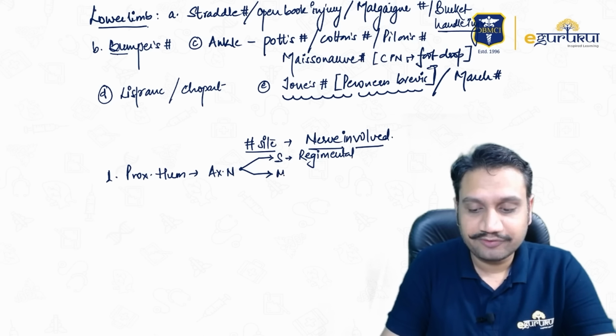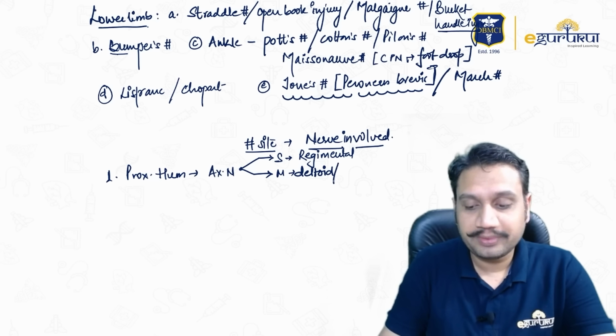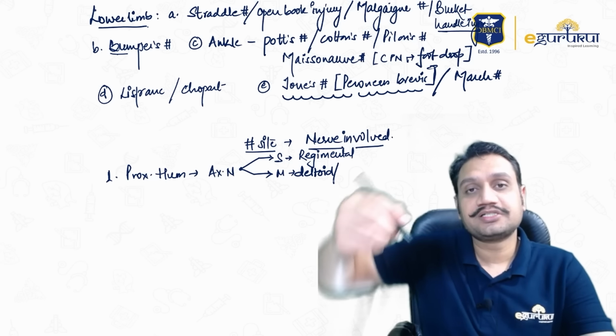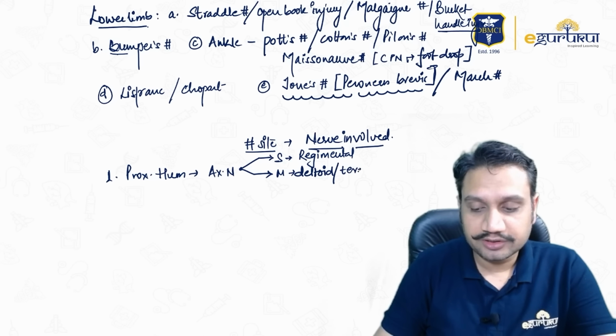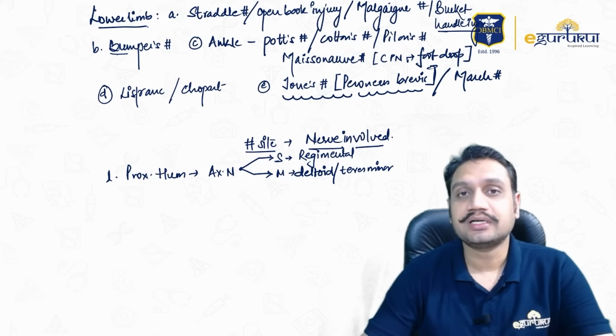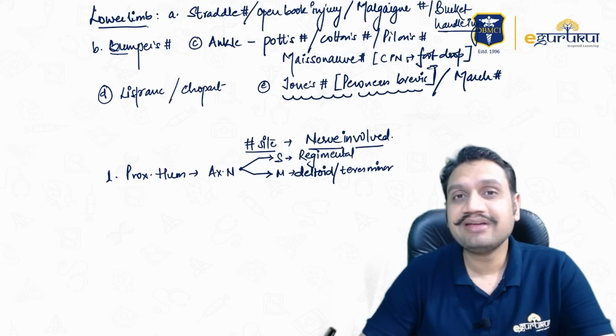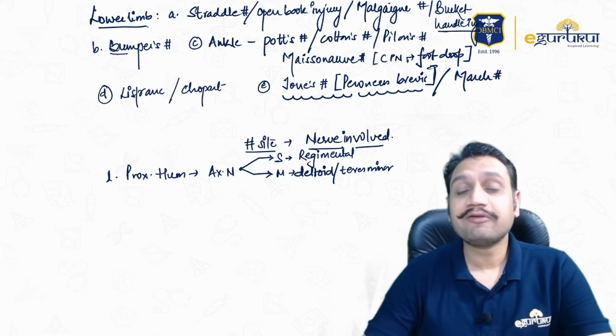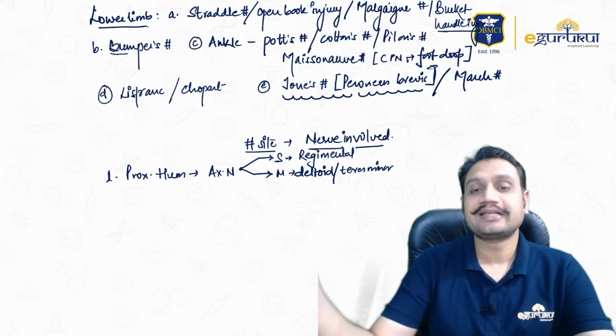The motor part will affect two main muscles: the deltoid, because of which the patient won't be able to do 15 to 90 degrees of abduction, and teres minor, because of which the patient won't be able to do the external rotation, right? There will be weakness. Why only weakness? Why not palsy? Because you have infraspinatus also, which is helping in the external rotation.